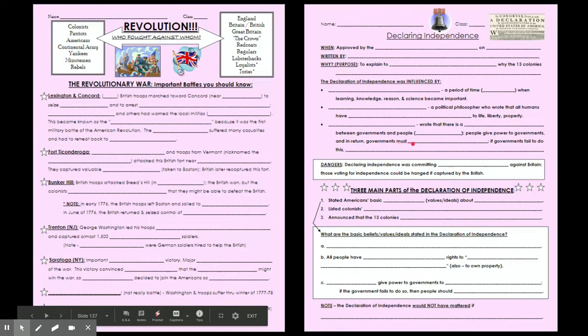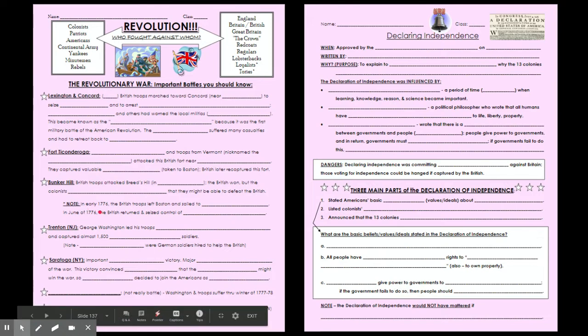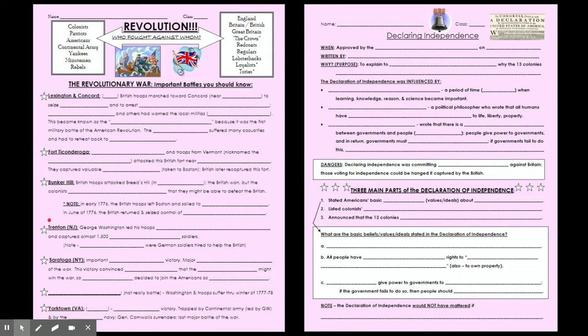And then we're going to backtrack for the declaration. So just keep in mind, declaring independence was not before the war. It was not at the end of the war. It was in the middle of the war. It would have fit right in here between Bunker Hill and Trenton, basically. All right.